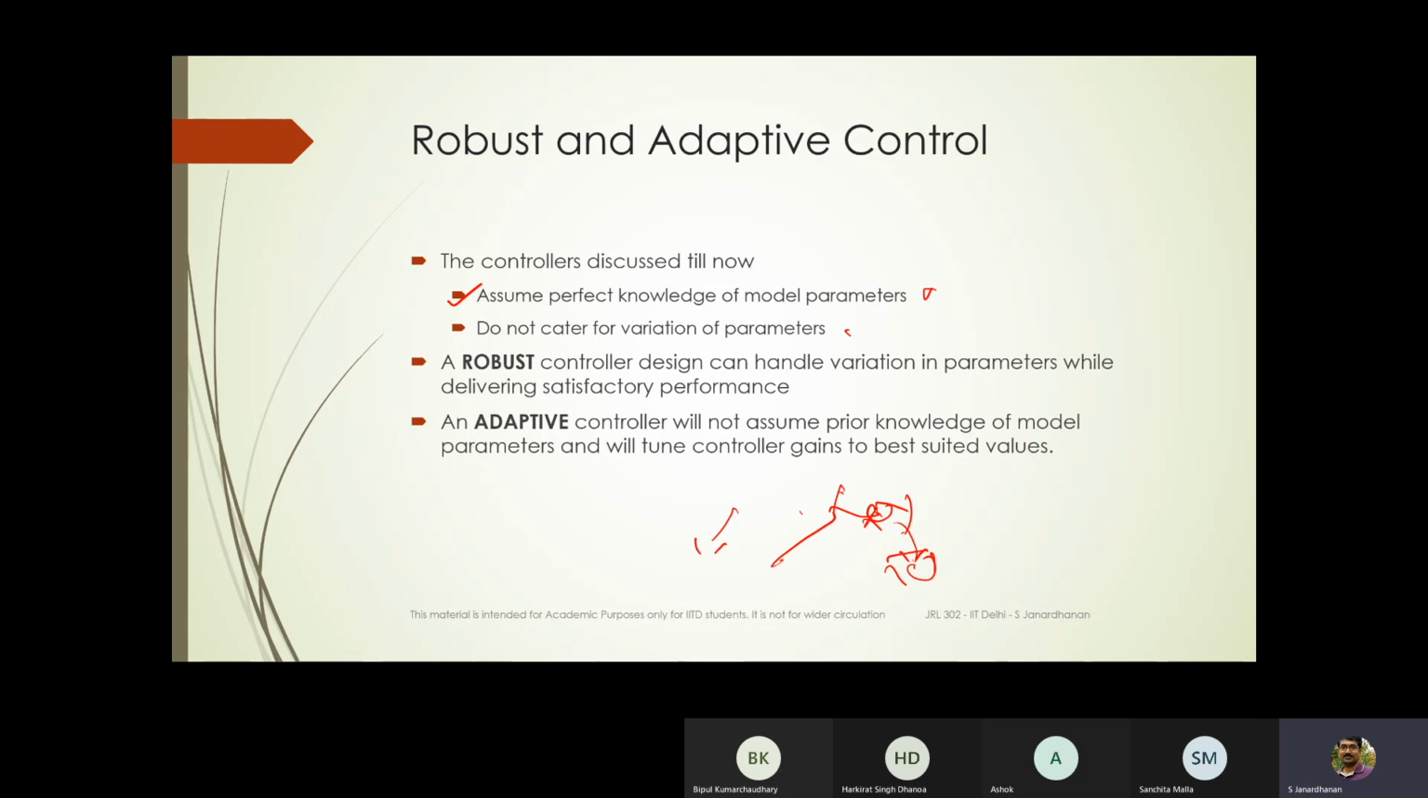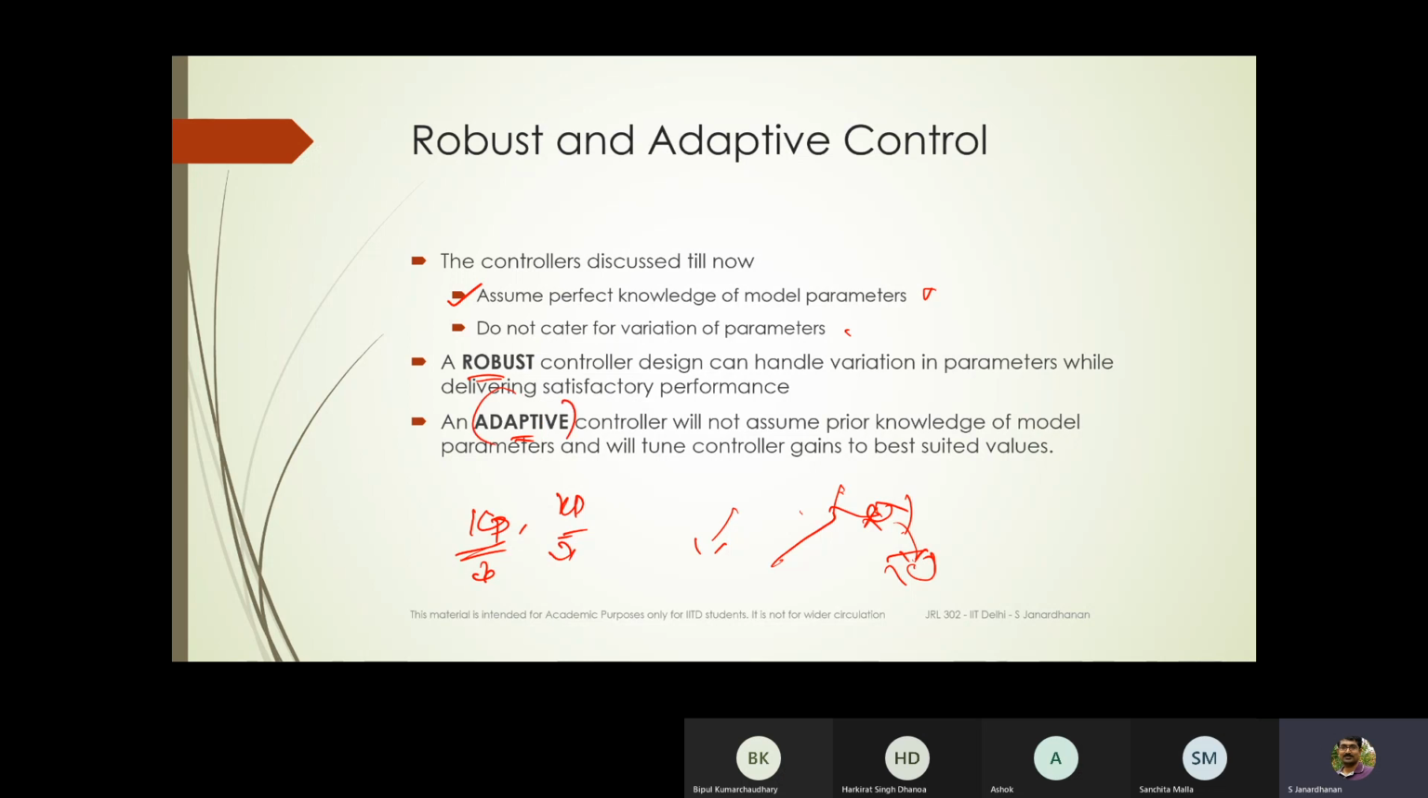Practically, you can't be 100% sure about the values of all the parameters. So you need a controller that is robust. A robust controller can handle variations in parameters while delivering satisfactory performance. It may not be the optimal performance, but it would be satisfactory enough. Adaptive control, on the other hand, doesn't assume prior knowledge of the model parameters, and the controller gains, let us say if it is a PD controller, the KP and KD gains, are tuned to best suit the problem at hand. So KP and KD are not constants when you're talking about an adaptive controller.